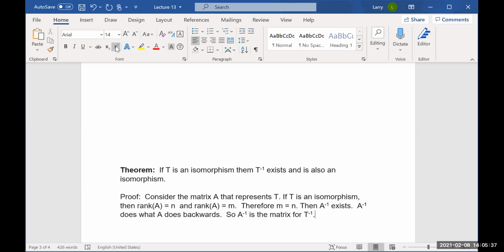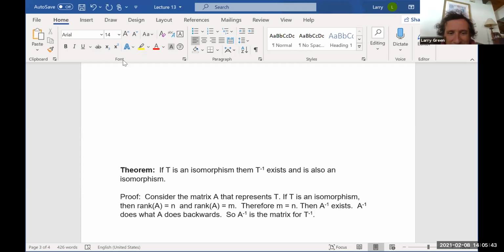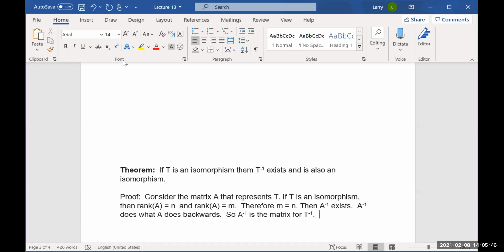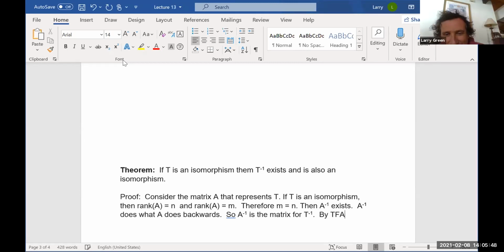Well, the rank is going to be N. Yeah, that's what we're going to do. So we know, by TFAE again, it's all part of TFAE, the rank of A inverse is equal to n. Any questions on that? Because we know that A inverse is invertible because its inverse is A.